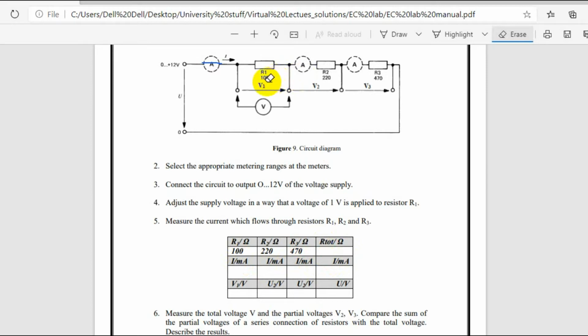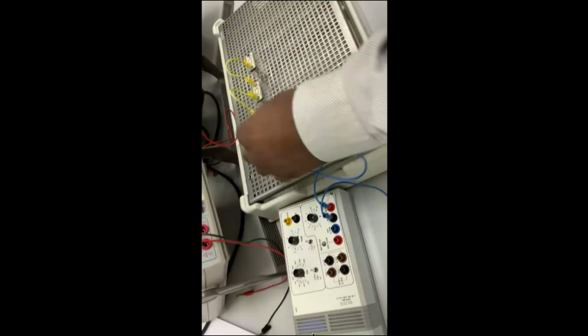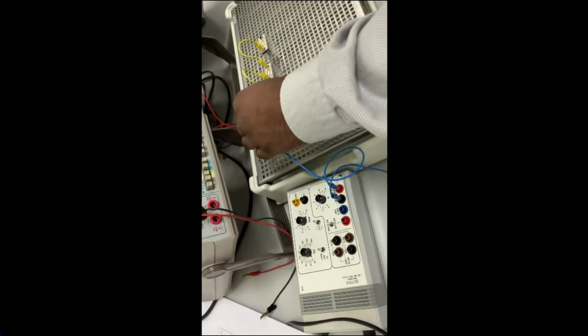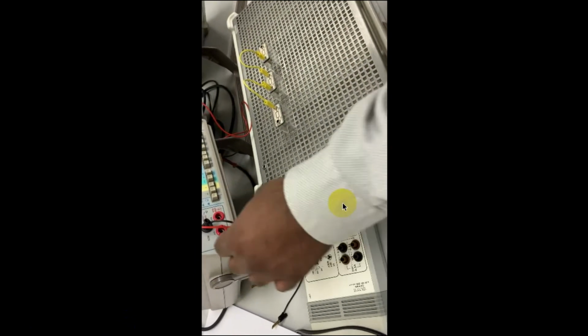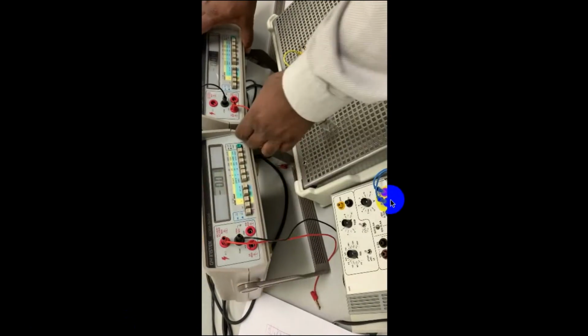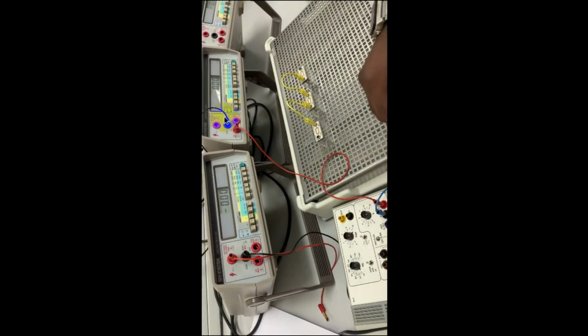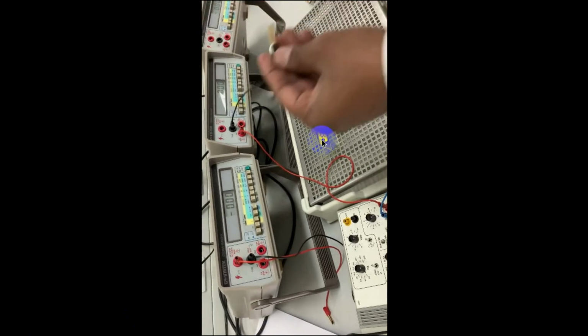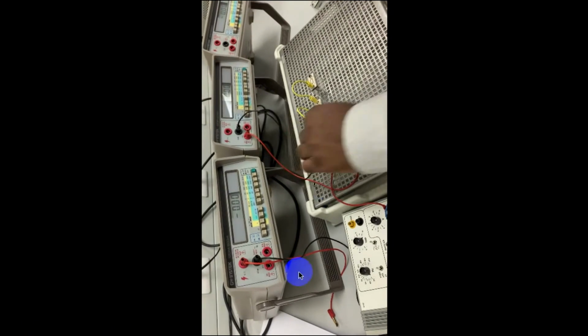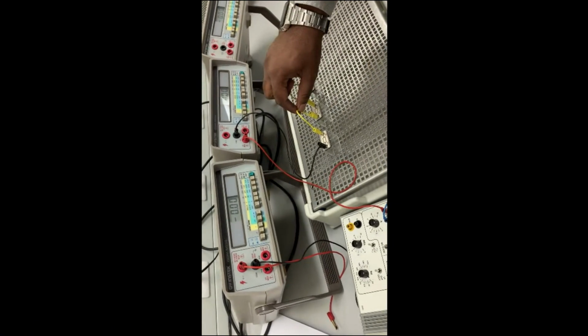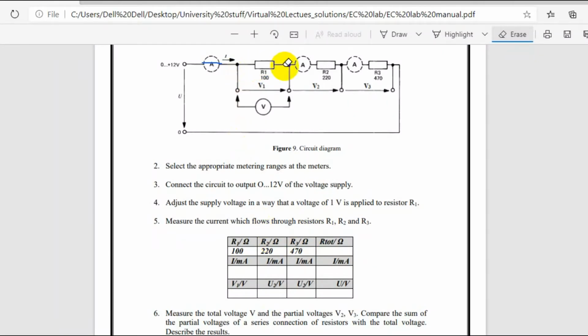Now we will do the calculated version, and from the ohmmeter also we will measure the total resistance. From the 12 volt variable supply I am connecting to the ammeter, and from the ammeter I will connect to the 100 ohm resistance. From 100 ohm they are connected in series like this. For R1, there is no ammeter here.